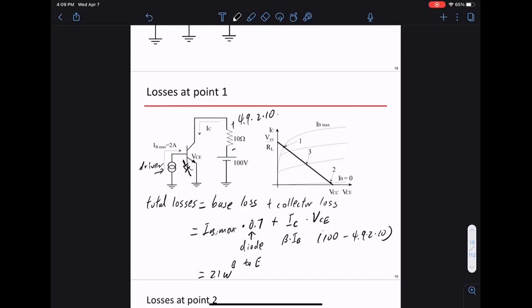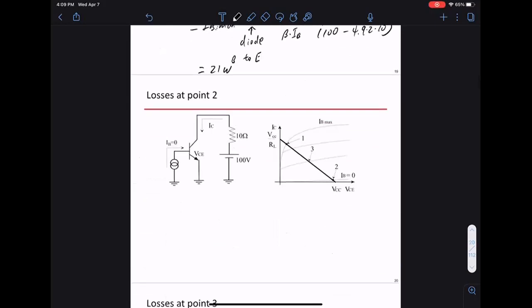Okay, good. All right, then let's see what happens at point 2. At point 2, IB equals 0, so there's no loss across the diode from the base to the emitter. So this B to E has no loss. And we're told in the question to assume VCE equals 0.99 VCC. This 100 volts is VCC.